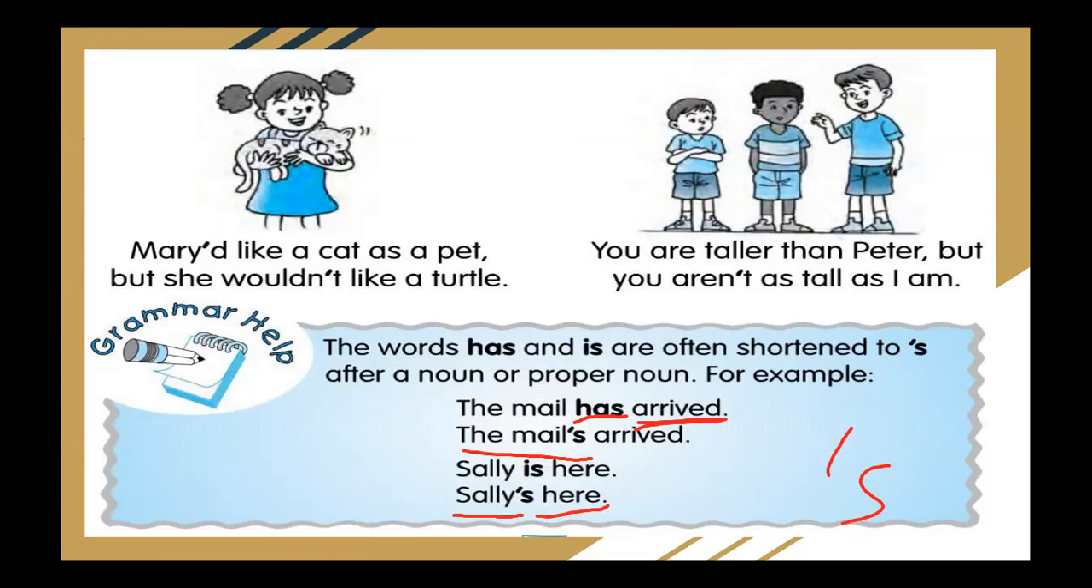All right. In continuous tense we use is, am, are. Yes, I am going, or we are going, she is going. So this is present continuous tense. But here, the mail has arrived. This is in present perfect tense. So here we have used has with V3, arrived. All right.